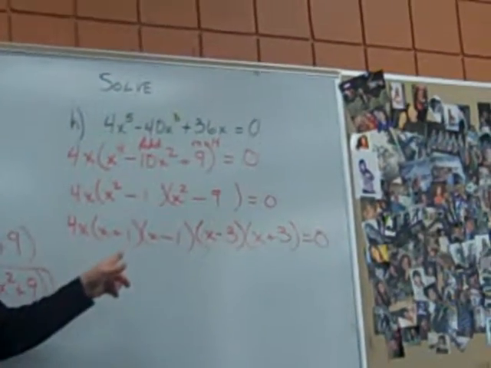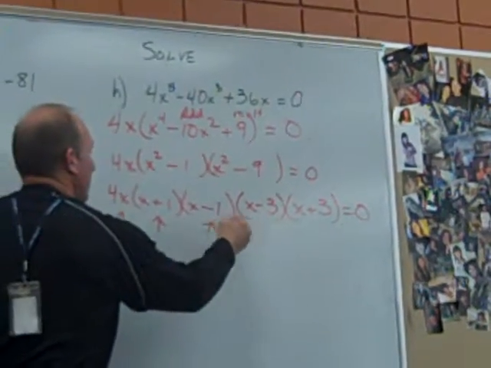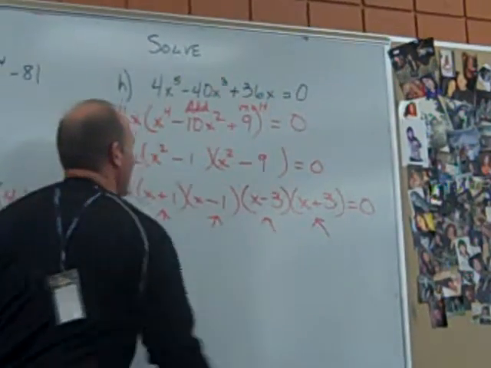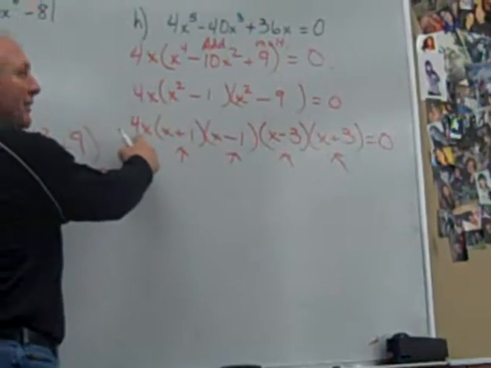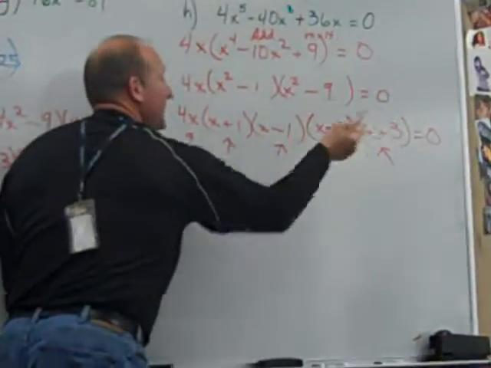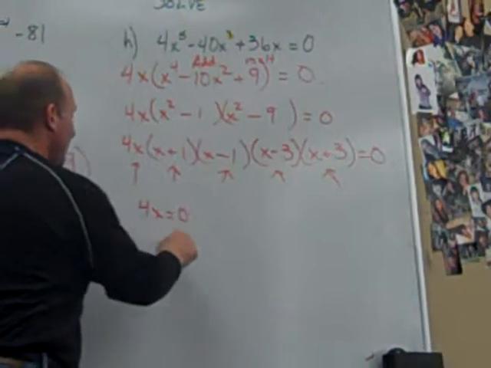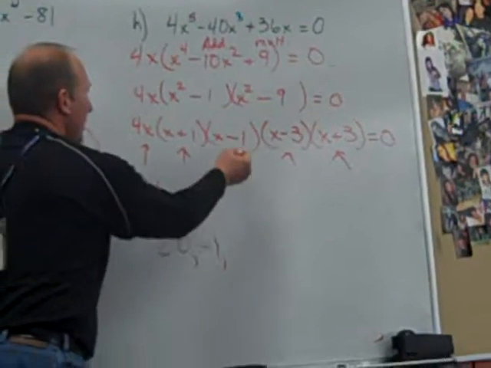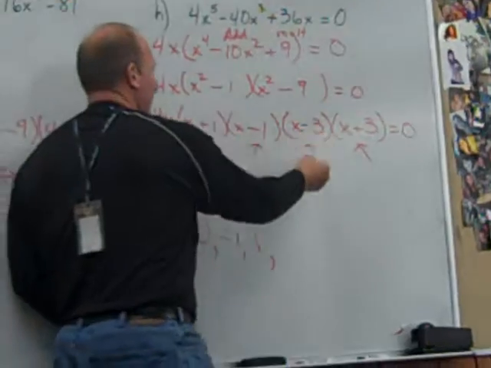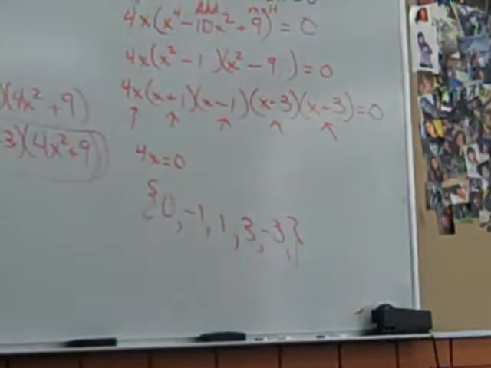How do I find out what the solutions are? How many arrows do I have there? 5. How many solutions are there? 5. What are my 5 solutions? What's the first one going to be? 0. Take each of them and set them equal to 0. That's what we've done in the past. 4x equals 0. So what's x? 0. X plus 1 equals 0. Negative 1. 1. 3. And do I have 5 solutions? Yeah.